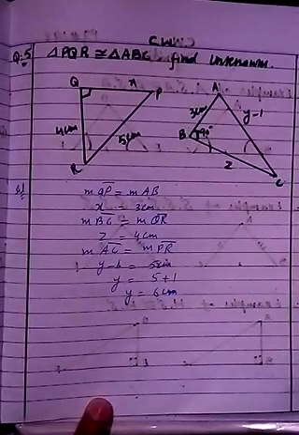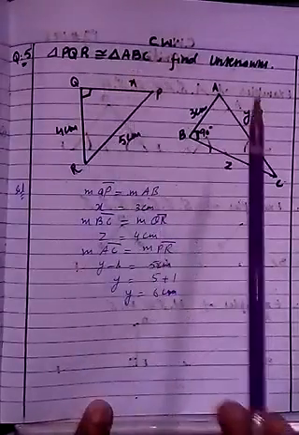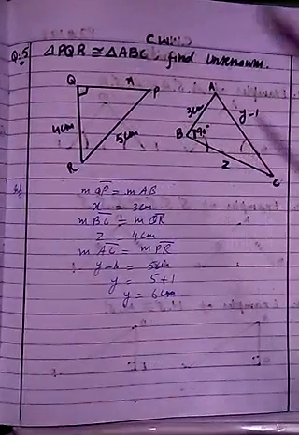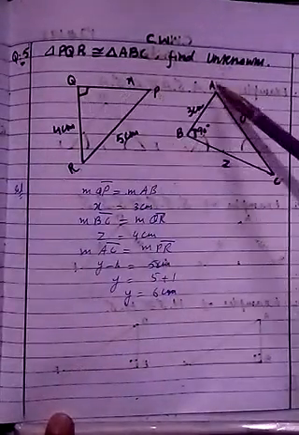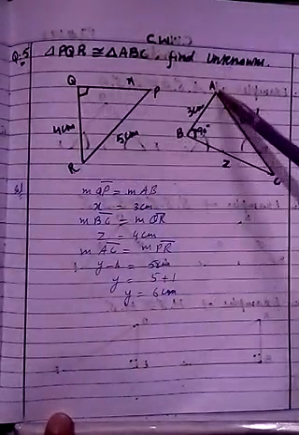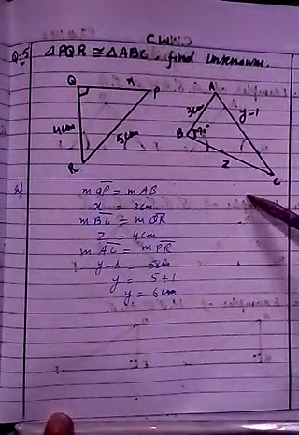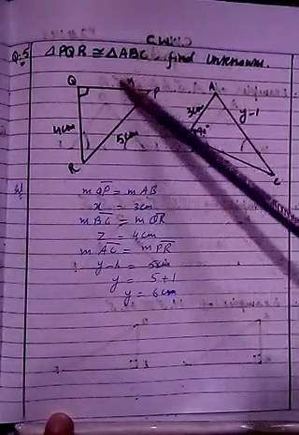Now let's see question number 5 of review exercise. Triangle PQR is congruent to triangle ABC. Find unknowns. These are two congruent triangles. First of all, let's see QP. QP equals AB. QP is the base and here the base is AB. Both are equal, corresponding sides of congruent triangles. Now x equals 3 cm. This is 3 and this is x.